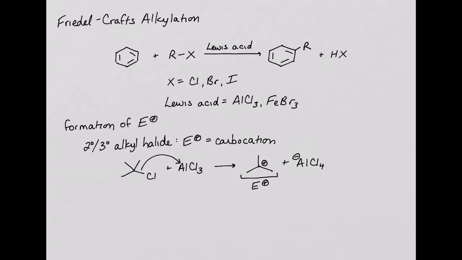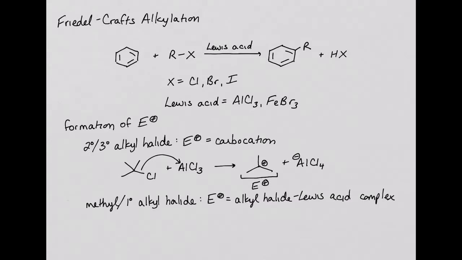If the alkyl halide, though, is methyl or primary, a stable carbocation cannot be formed. Therefore, typically the electrophile is a complex of the alkyl halide with the Lewis acid. In this case, the Lewis acid still acts as an electron acceptor. However, the bond between the carbon and the chlorine, in this case, does not break fully. Instead, a partial positive forms on the carbon attached to the chloride and a partial negative on the aluminum. It is this entire complex that serves as the electrophile.